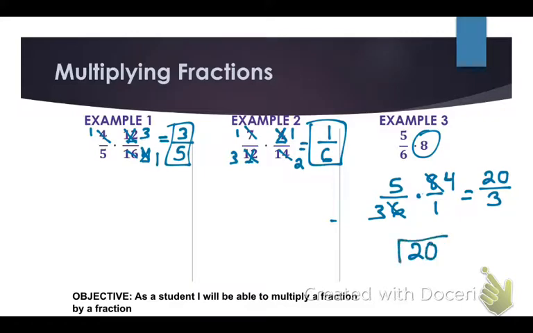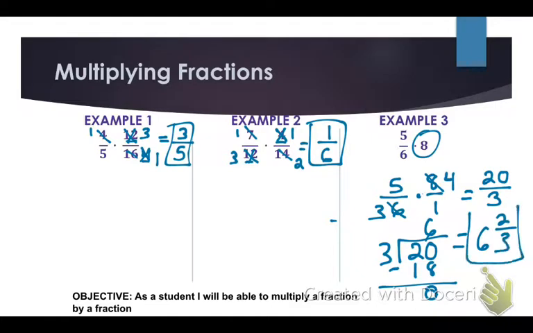Remember from our videos where we divide. Okay, 3 goes into 20 6 times. 6 times 3 is 18. You subtract and you get 2. That means we're going to have 6. The 2 becomes our numerator. The 3 is our denominator. 6 2/3. That is your answer.